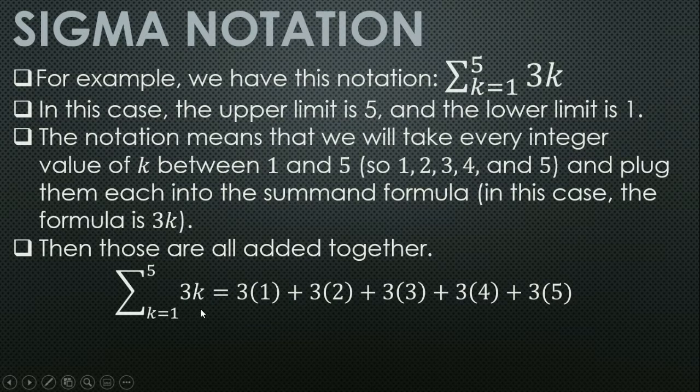Yung second value, which is 2, 3 times 2. Yung pangatlo, 3 times 3. Yung pang-apat na value ni k, si 4, 3 times 4. At yung panglima, 3 times 5. So, simplifying this, we have 3 times 1 is 3, 3 times 2 is 6, 3 times 3 is 9, 3 times 4 is 12, and 3 times 5 is 15. So, adding these numbers, it will give us 45 as the result. Understood?